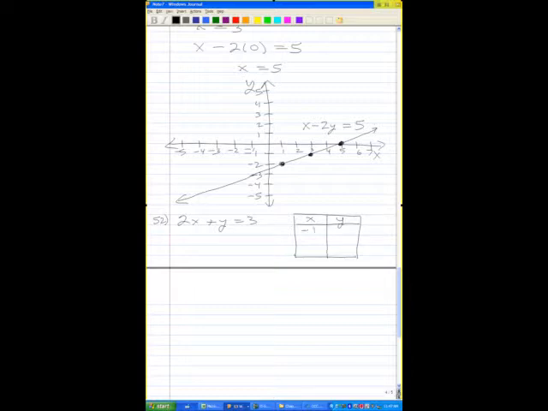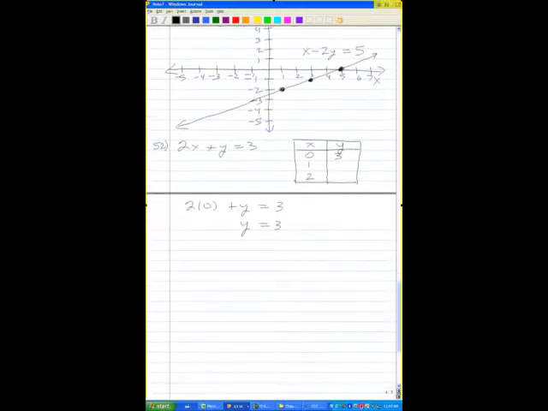No, let's do -1, 0, 1. Nah, 0, 1, 2. Actually, that'd be even better. So let's do that. And so, let's figure out if x is 0. What is y? Well, 2 times 0 is 0 plus y gives you y equals 3.